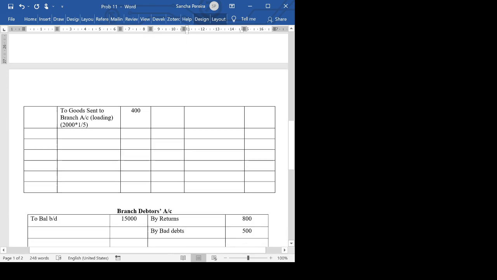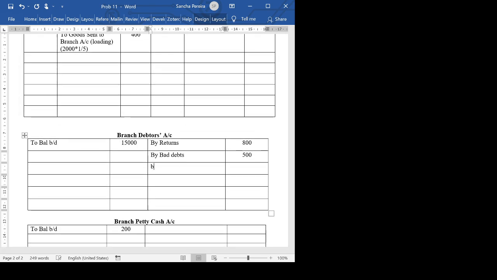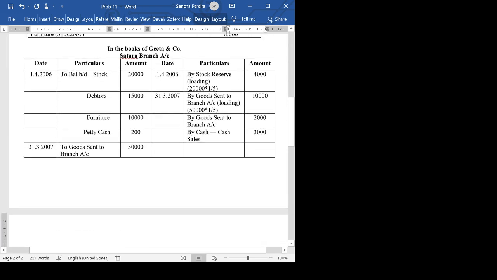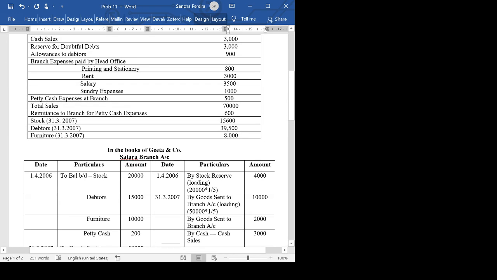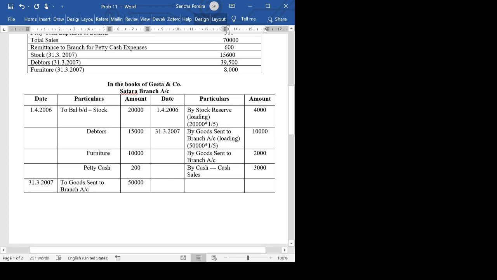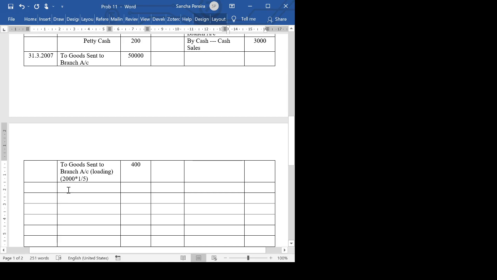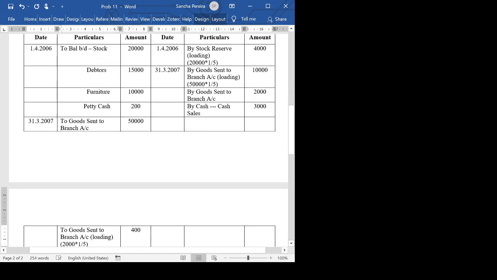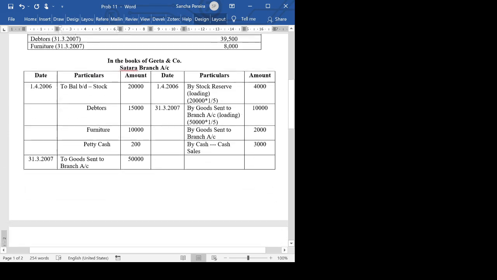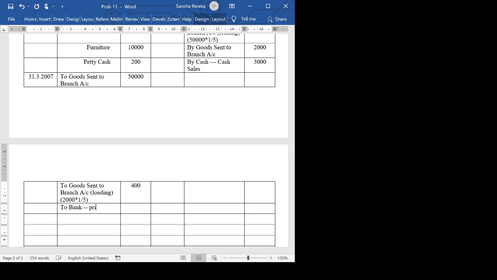Allowances to debtors 900. These are like discounts that are given. Branch expenses paid by head office. This is what we need to take. So we can assume it's to cash or to bank. I normally prefer to assume it is bank, which is printing and stationery 800.